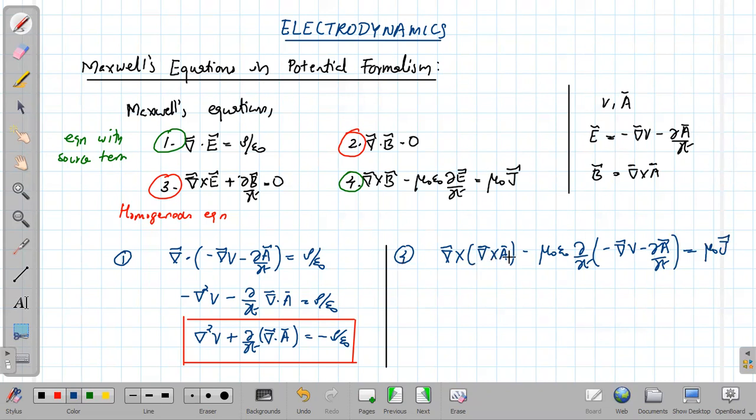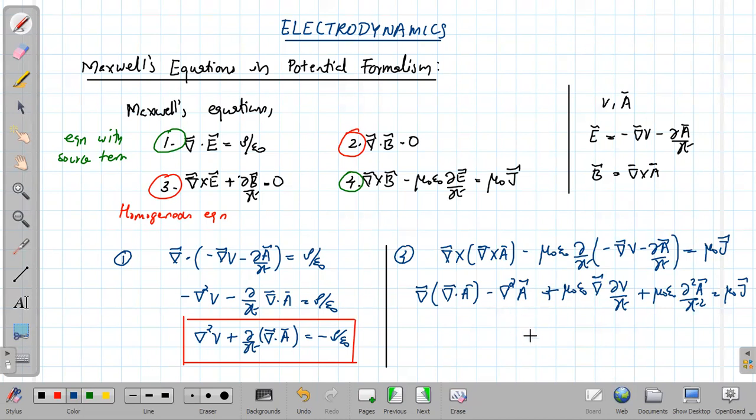Now del cross del cross A is the same as del of del dot A minus del square A. Then minus mu 0 epsilon 0 del of, this minus and minus will become plus, mu 0 epsilon 0 del of dou V by dou t, then it becomes plus mu 0 epsilon 0 dou square A by dou t square equal to mu 0 J.